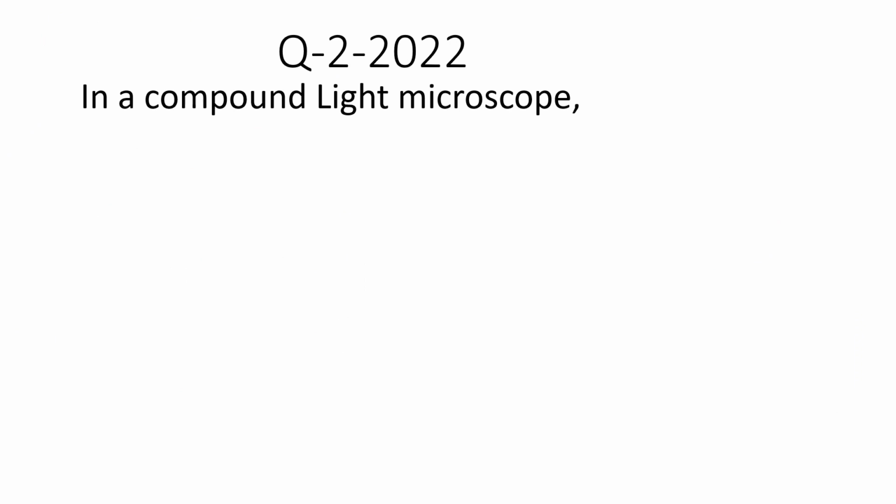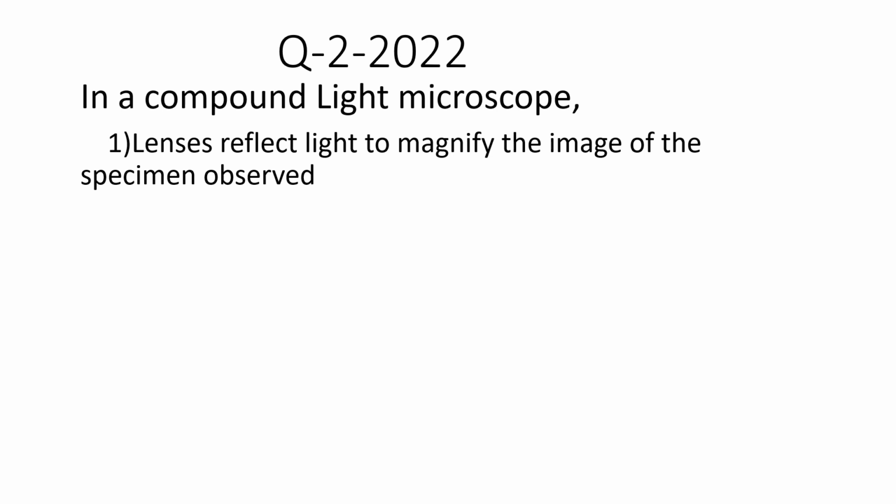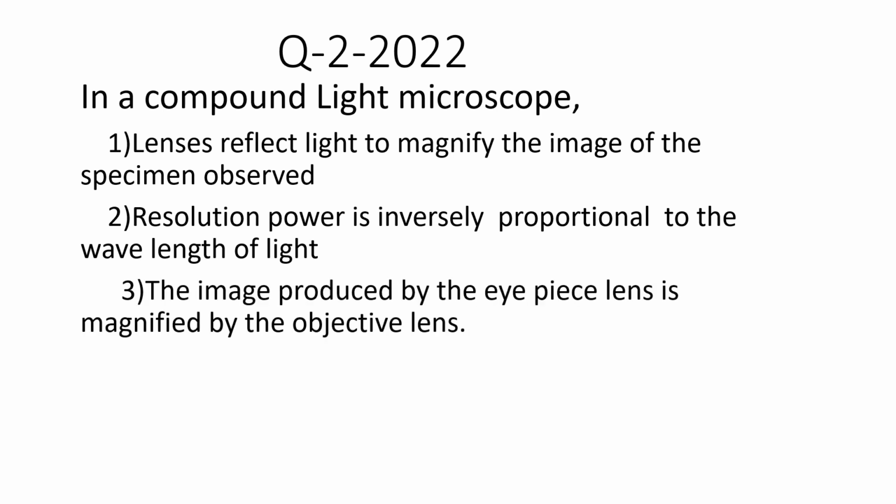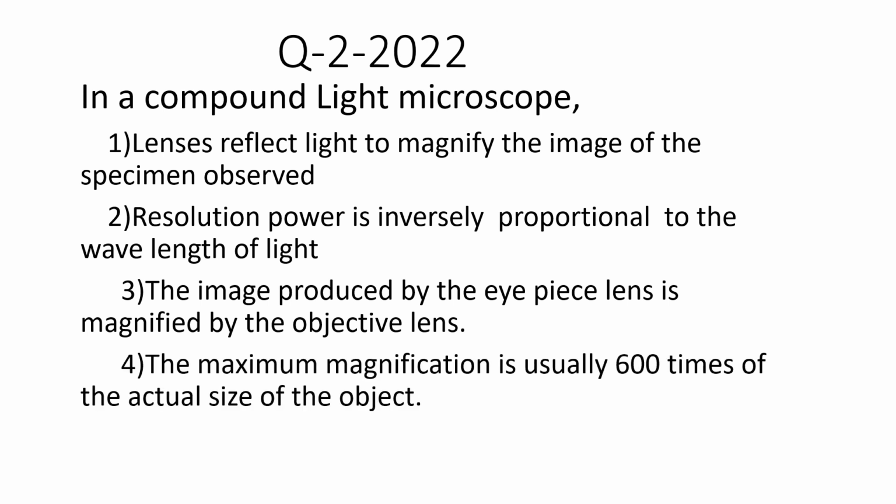In a compound light microscope: 1. Lenses reflect light to magnify the image of the specimen observed. 2. Resolution power is inversely proportional to the wavelength of light. 3. The image produced by the eyepiece lens is magnified by the objective lens. 4. The maximum magnification is usually 600 times the actual size of the object. 5. Resolution power is 0.2 millimeters.